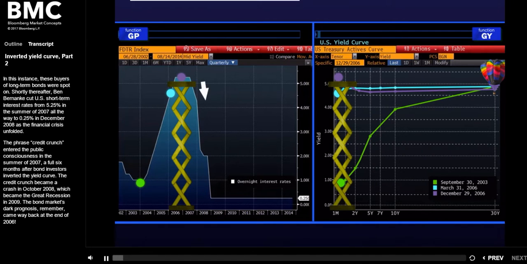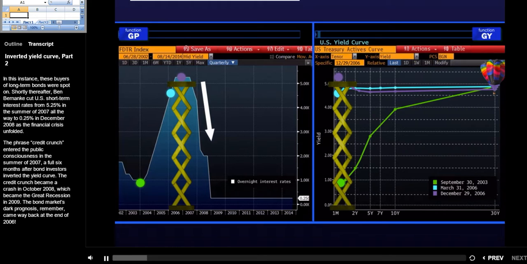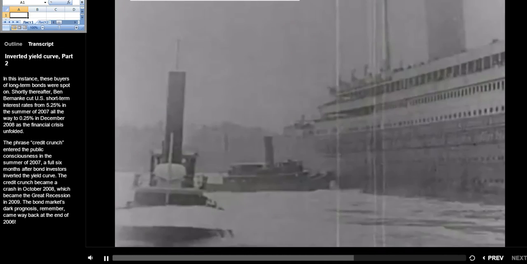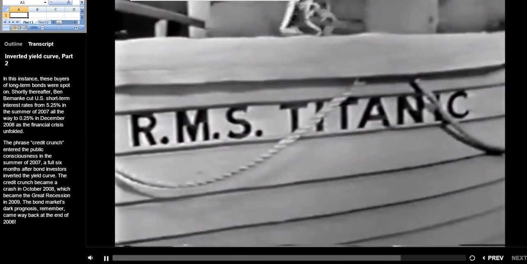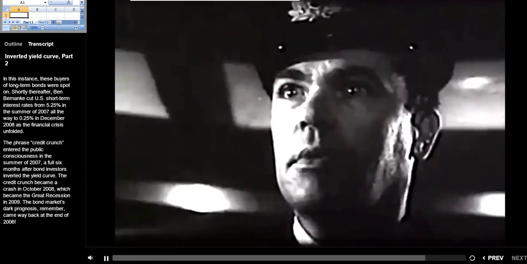In this instance, these buyers of long-term bonds were spot on. Shortly thereafter, Ben Bernanke cut U.S. short-term interest rates from 5.25% in the summer of 2007 all the way to 0.25% in December 2008 as the financial crisis unfolded. The phrase credit crunch entered the public consciousness in the summer of 2007, a full 6 months after bond investors inverted the yield curve. The credit crunch became a crash in October 2008, which became the Great Recession in 2009. The bond market's dark prognosis, remember, came way back at the end of 2006.